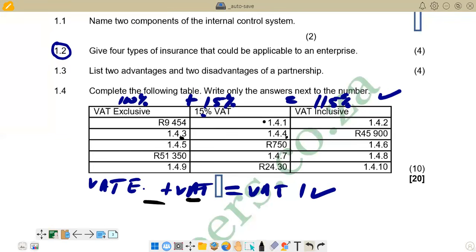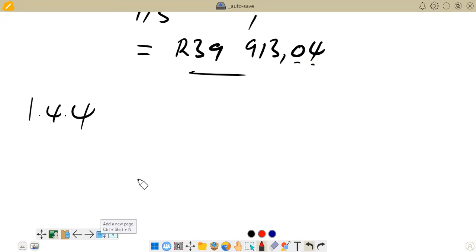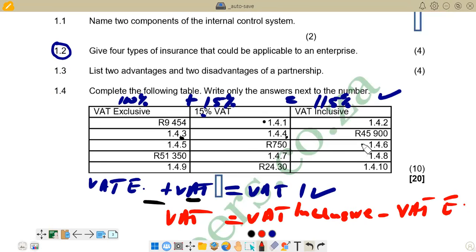When we make VAT the subject of the formula, it becomes VAT is equal to VAT inclusive minus VAT exclusive. We take this VAT exclusive to this side, and it becomes negative. So this is what we have. Basically, to find this figure, we are going to say this one minus this one, 45,900 minus this one. Then we get your VAT. So for the next one, the figure that we have there for inclusive, we can just cross-check, is 45,900.